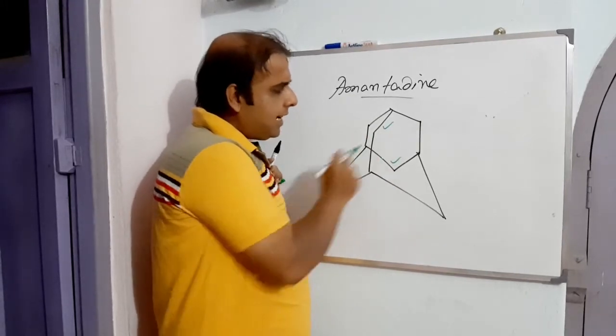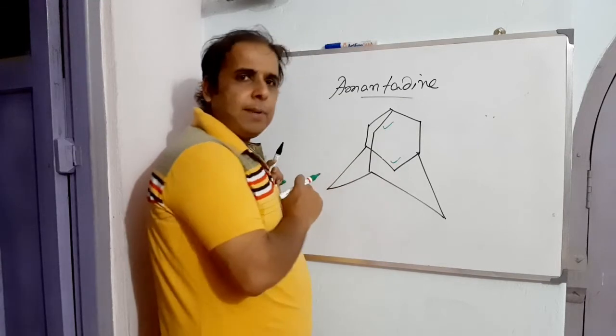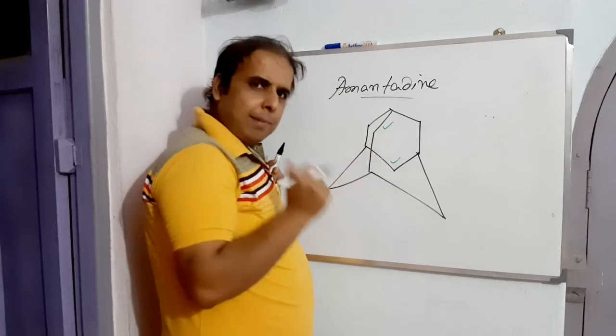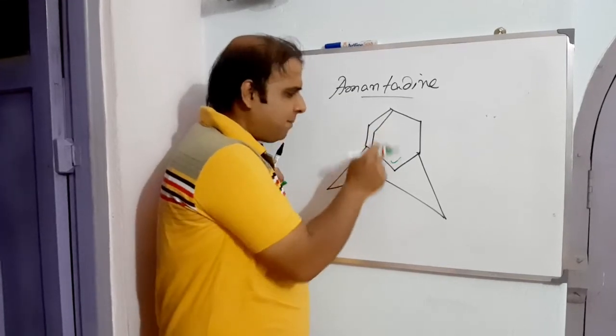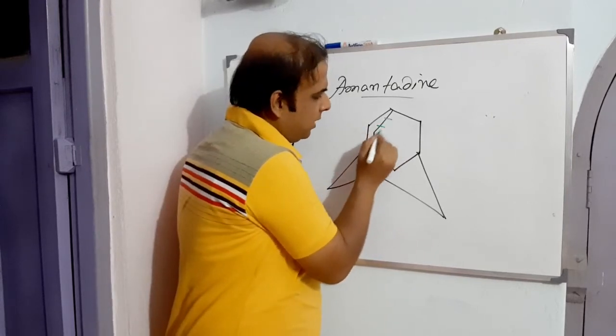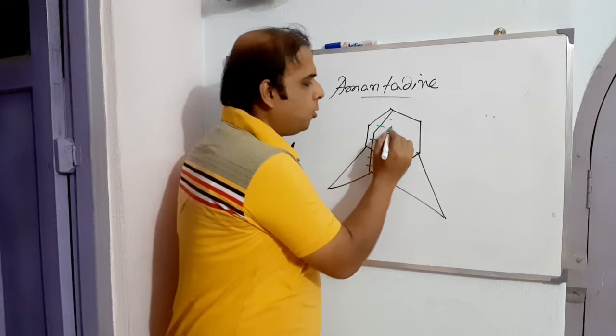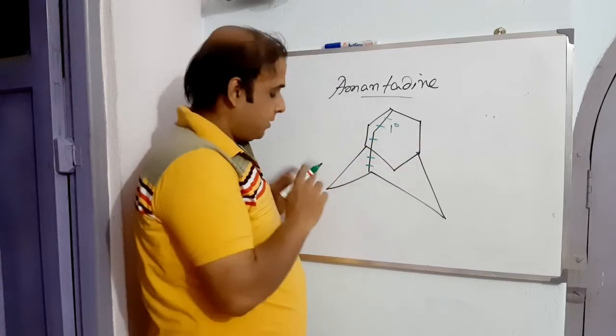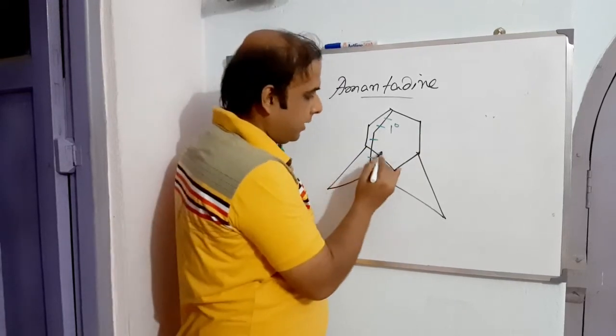So the thing is that either of these can be considered as a primary bridge, right? So let us just say that this is the primary bridge. This is the one. This is found to be the primary one, right? So definitely this will be the secondary one.